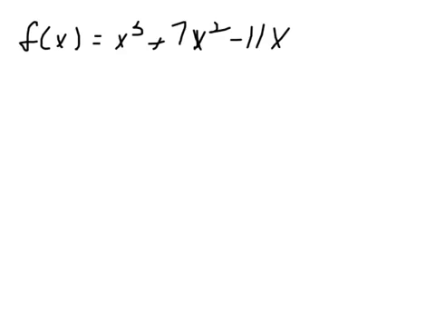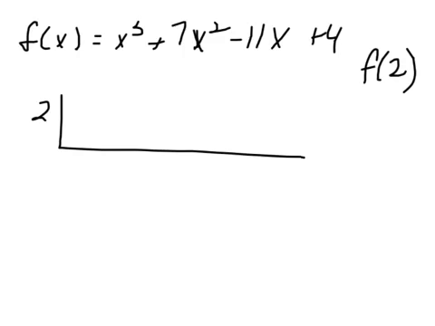What if you had this one, f of x equals x cubed plus 7x squared minus 11x plus 4, and I want to find f of 2. Okay, so I write my 2 down, I draw my bar, I copy down, there's an invisible 1 there. I've got to take my 7, my minus 11, and my 4. And it goes this fast.